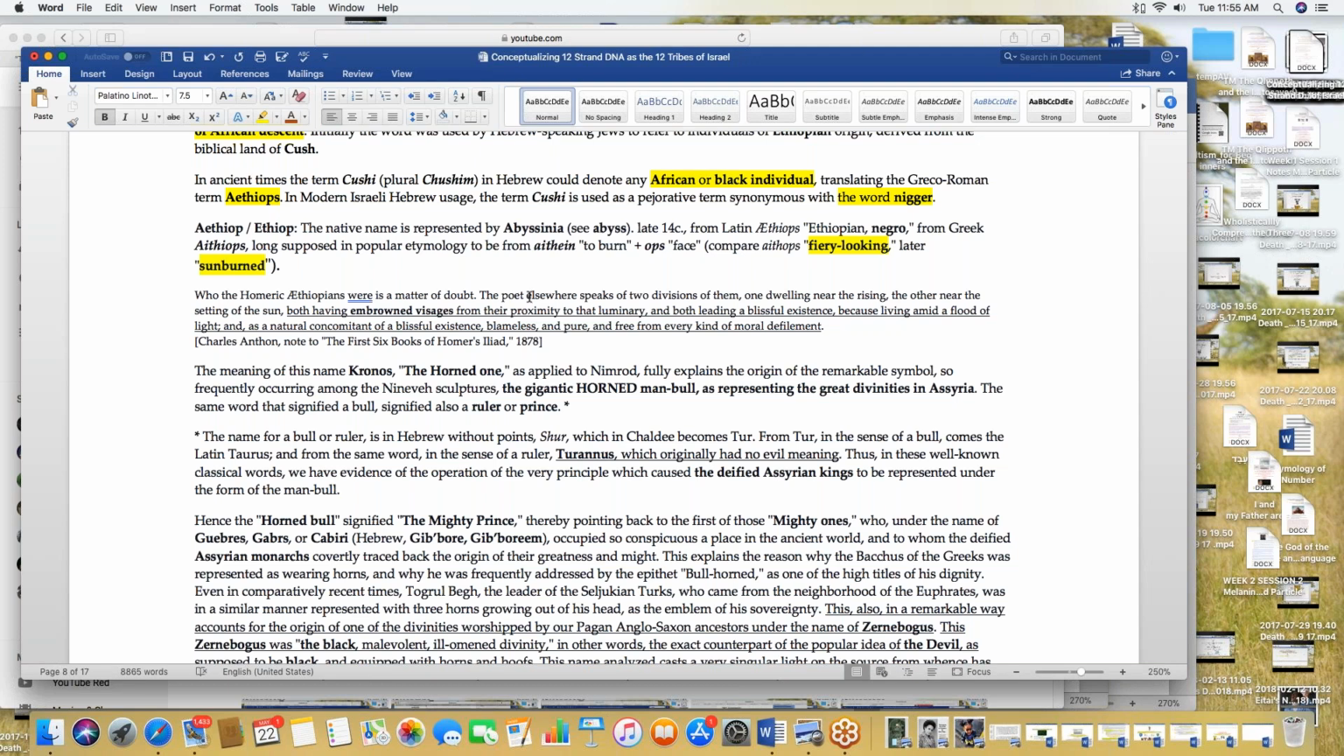Who the Homeric Ethiopians were is a matter of doubt. Not really. The poet elsewhere speaks of two divisions of them. One, listen, dwelling near the rising, the other, the setting of the sun. Two divisions. So, where were you born? Were you born near the rising of the sun, or did you emanate into this material world near the setting of the sun? It's no argument.